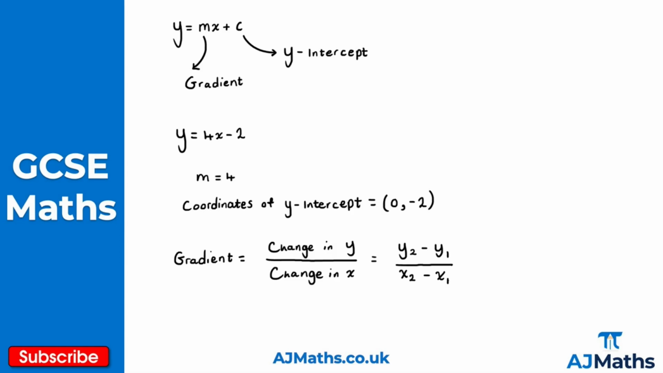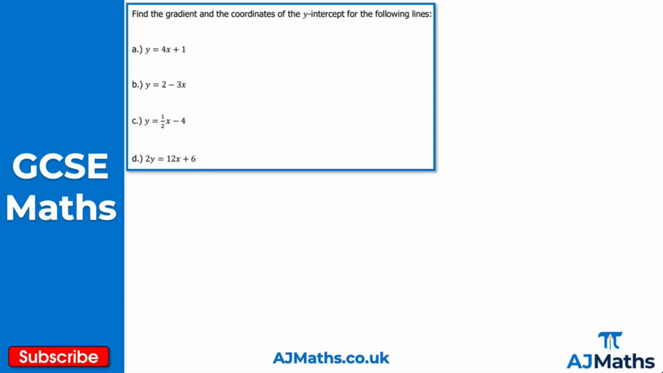Okay, so that's everything we need there for our introduction to the equation of a straight line. What we're going to do now is just take a look at a quick practice question for the equation of a straight line. So we just take a look at this practice question here, where we're asked to find the gradient and the coordinates of the y-intercept for the following lines. So just remember, we can only find the gradient and the coordinates of the y-intercept if we have the equation in the form of y equals mx plus c, where m here represents the gradient. That's our gradient here. And c is the y-intercept.